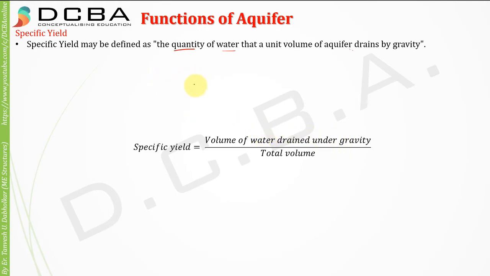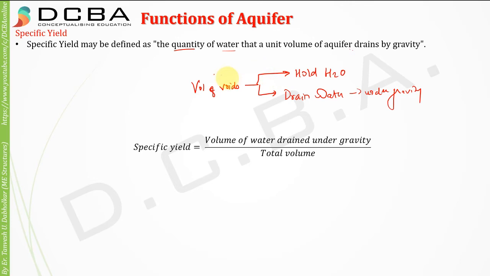That now this volume of voids, some part of this will hold water and some part of it will drain the water. Drain water under gravity. Okay, so some of the voids will hold the water, it won't drain under gravity, and some part of the voids, if it is filled with water, then the water can be drained easily under the influence of gravity.